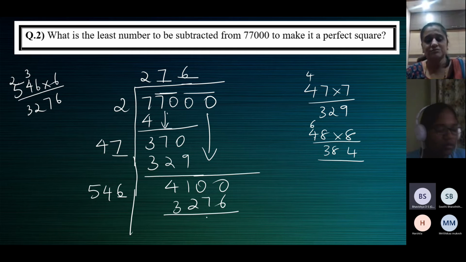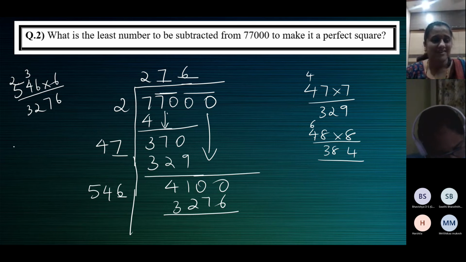What's the remainder? Ma'am, after that I have done by 7, ma'am. I haven't done by 6, ma'am. Oh, I didn't check 7. 547 into 7. I got 3,821, ma'am. I didn't check 7.